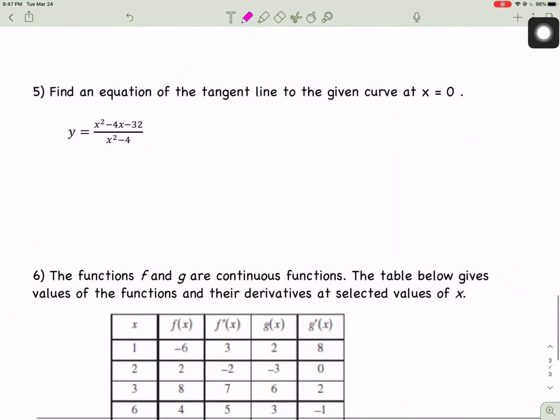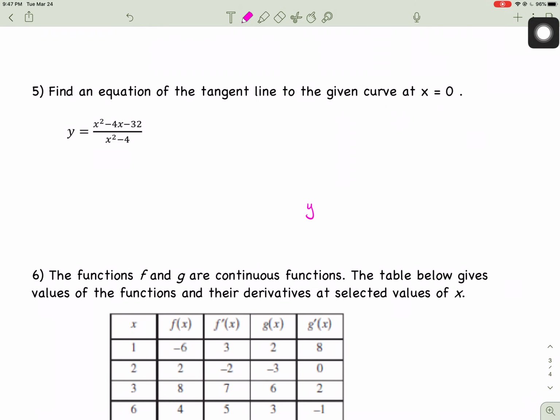If you want to work this out, I'm going to give you the final answer. It's y minus 8 equals 1 parentheses x minus 0, which is y minus 8 equals x, which then, I guess, you can even rewrite that, y equals x plus 8. That's your final answer after you do all the work.